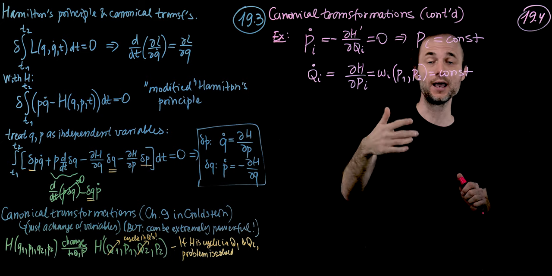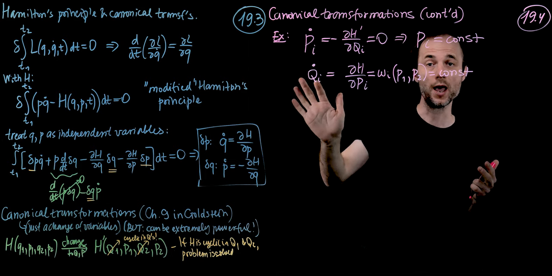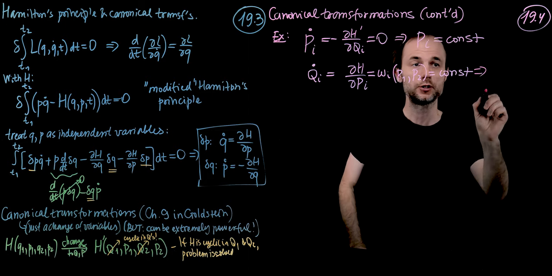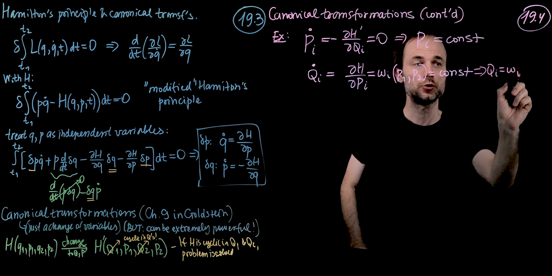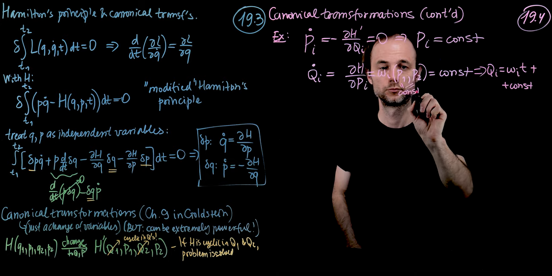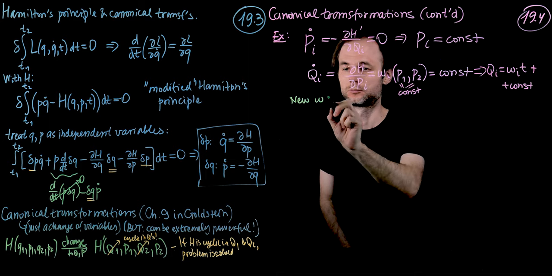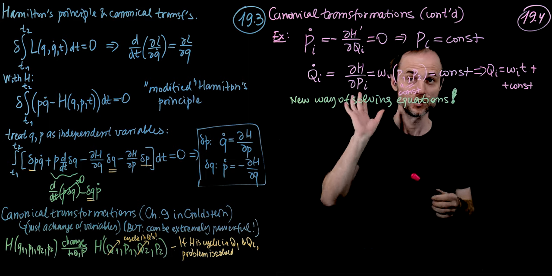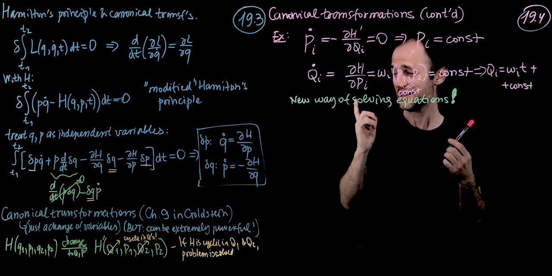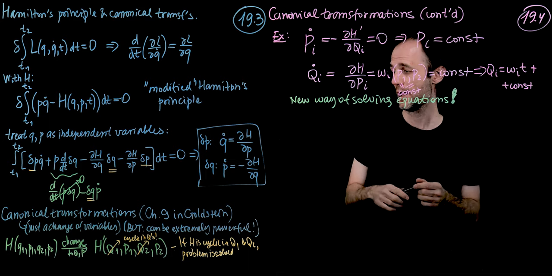It means that omega I has no choice than to be a constant itself, which means that qi dot is a constant. Or from here, we can write out that qi is equal to omega I t plus a constant. This is a completely new way of solving equations. So far, we've only transformed the coordinates. Now, let us try and see if we can transform both the coordinates and momenta.